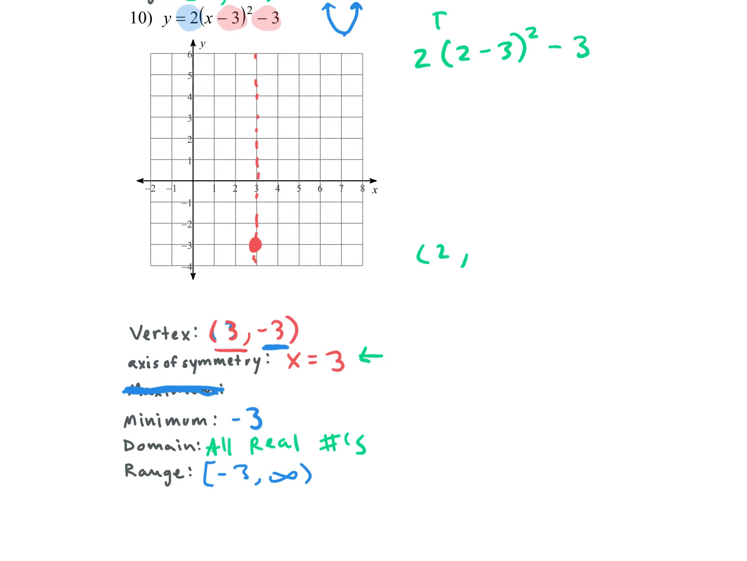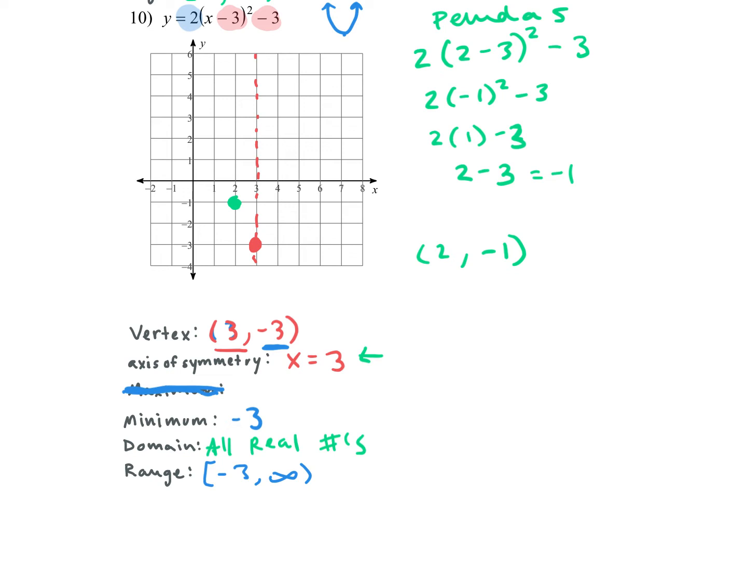You have to follow your order of operations. So what should I do first? 2 minus 3. So what's 2 minus 3? -1. What do I have to do next? What's -1 squared? 1. And what's 2 times 1? 2. Oh, this should be 3. There. And what's 2 minus 3? -1. So I plugged in 2 and got -1. So I'm going to go right 2, down to -1.